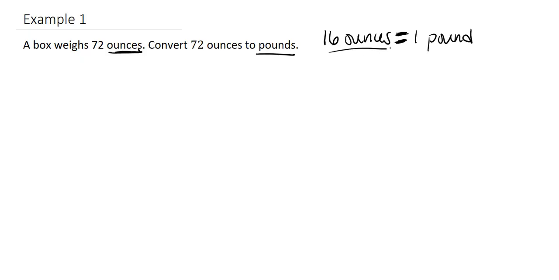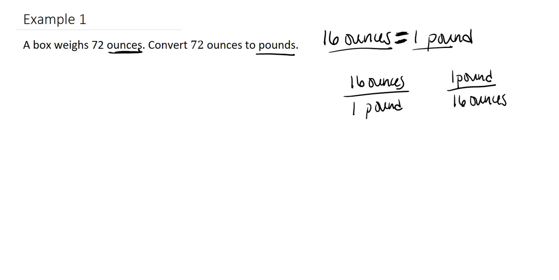So we're going to use this conversion right here. What we can do is put 16 ounces over 1 pound, or we could put 1 pound over 16 ounces. This is how we use them as conversion factors. The reason we can do this is because putting 1 pound over 16 ounces or 16 ounces over 1 pound is the same as multiplying the whole thing by 1, because they mean the exact same thing. So let's go ahead and start our problem.